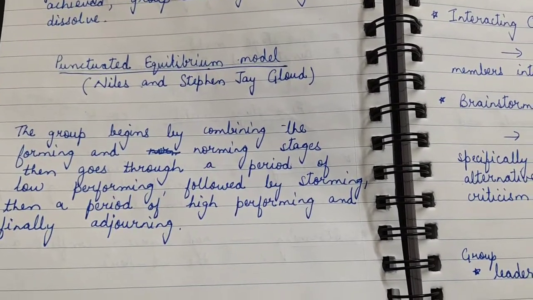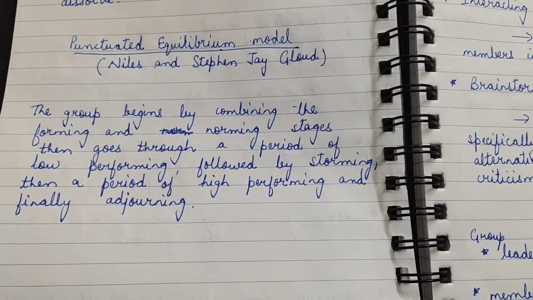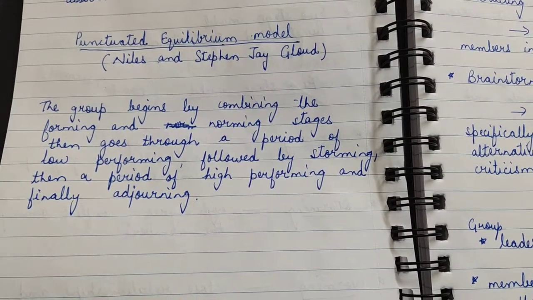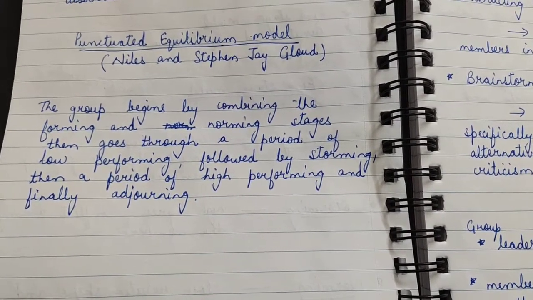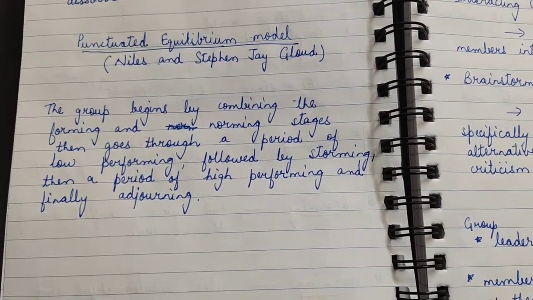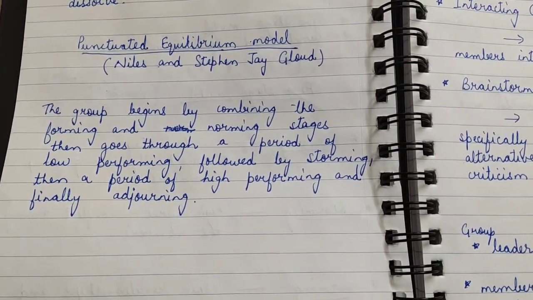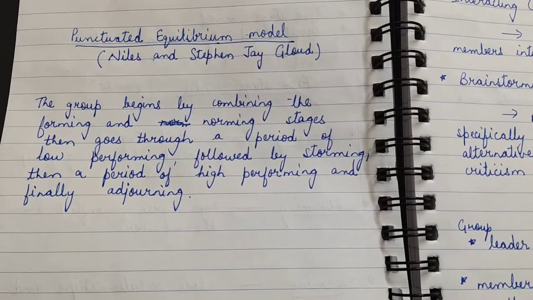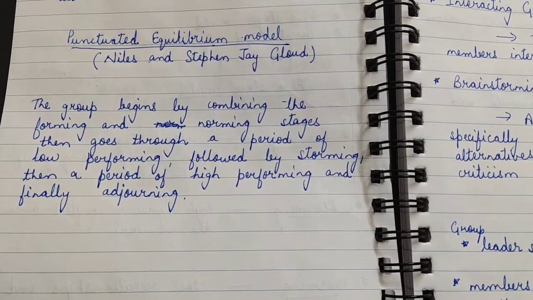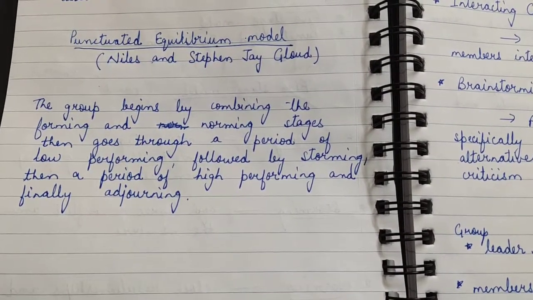Then comes the punctuated equilibrium model. This was given by Niles Eldredge and Stephen J. Gould. Okay, this is important, you can remember this. The group begins by combining the forming and norming stages and then goes through a period of low performing, and then is followed by storming, then a period of high performing, and then finally adjourning. You have to remember this small thing. Groups form and norm together in this, and then go through a period of low performing, and then followed by storming, where conflicts are there, and then a period of high performing and finally adjourning.